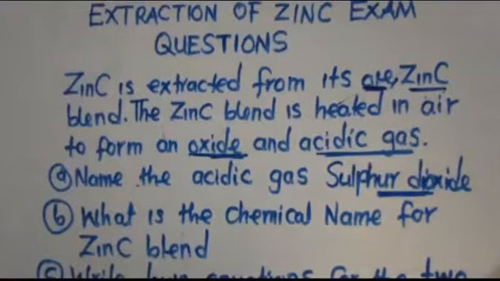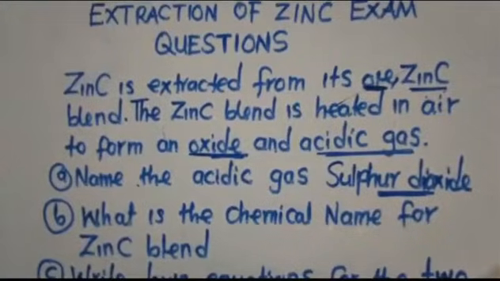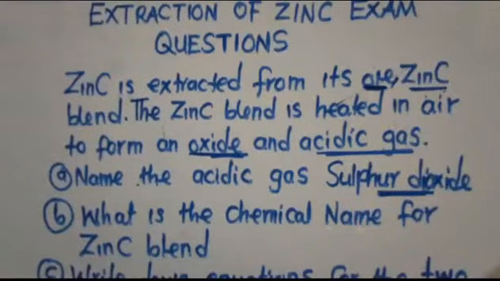Then we also have another question here that is saying, what is the chemical name for zinc blende? We know that zinc blende is an ore from which zinc is extracted. Zinc has two ores from which it can be extracted. There is what we call calamine, whose chemical name is zinc carbonate. But in this case, we are given zinc blende.